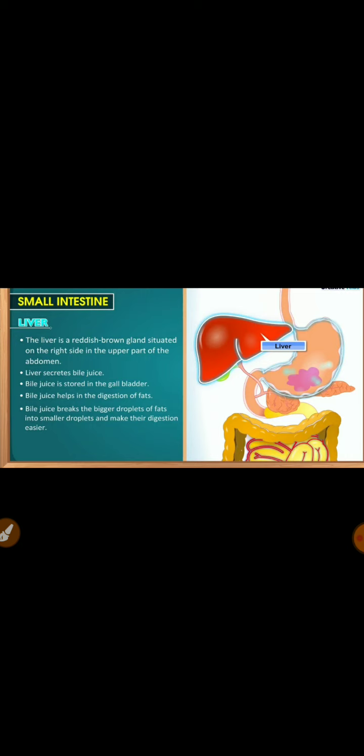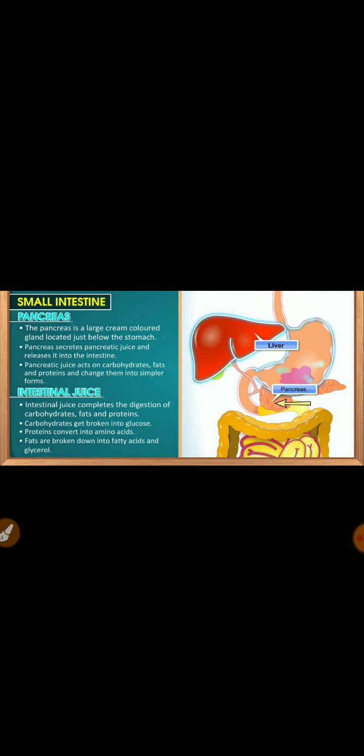What is the function of bile juice? Digest fats. Okay, proteins are digested over there with the help of pepsin and they get converted into peptones. Now here what is getting digested? Fats. कौन डाइजेस्ट करने में हेल्प कर रहा है? बाइल जूस. बाइल जूस कौन सिक्रीट कर रहा है? लिवर. स्टोर कहाँ पे होता है? गॉल ब्लैडर में. Okay, so bile juice breaks the bigger droplets of fat into small droplets and makes their digestion easier. Okay, so fats को digest करता है and fatty acid and glycerol में convert होने में help करता है.